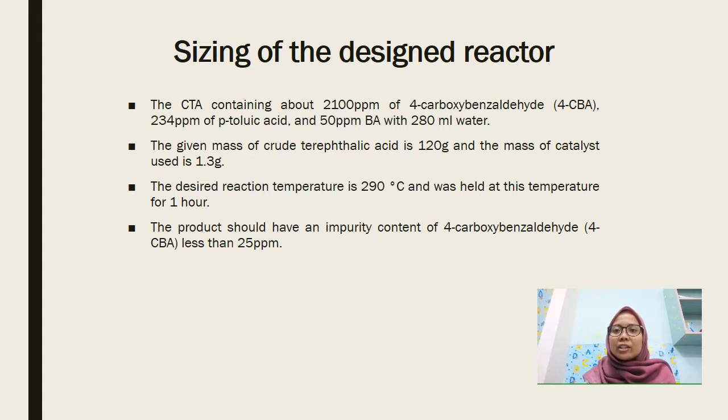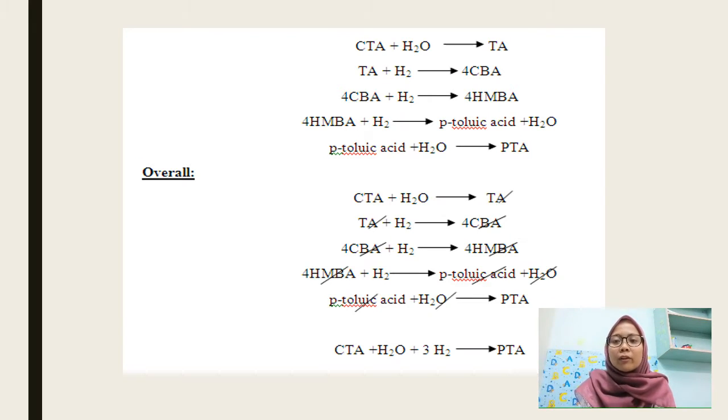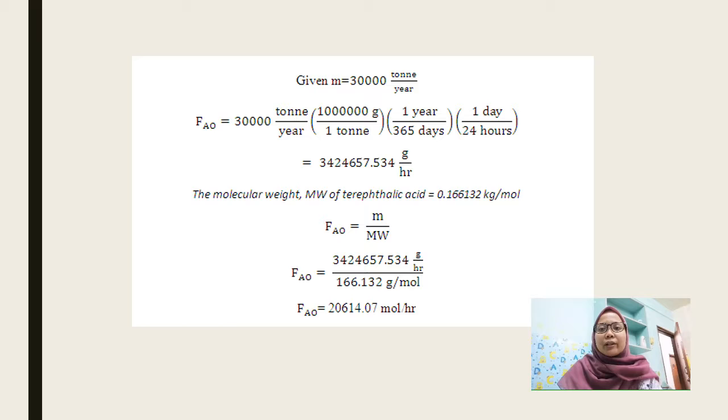Next, the desired reaction is to occur at a temperature of 290 degrees Celsius for 1 hour. The product should have an impurity of 4CBA less than 25 ppm. These are the overall chemical reactions in the process of hydrogenation of CTA to PTA. The overall chemical reaction is CTA reacts with H2O and 3H2 to produce PTA.